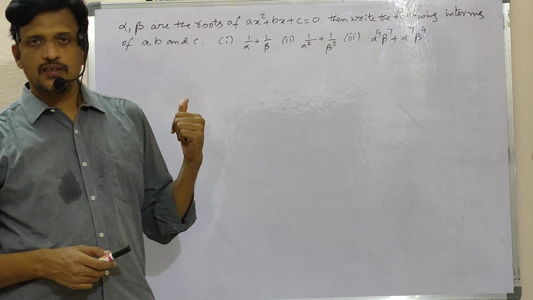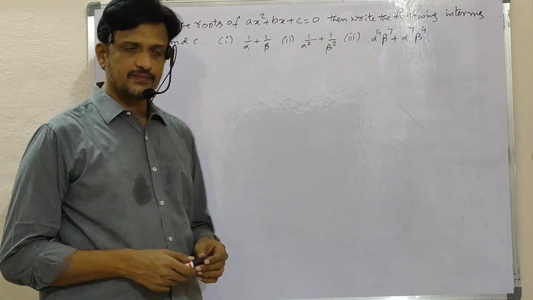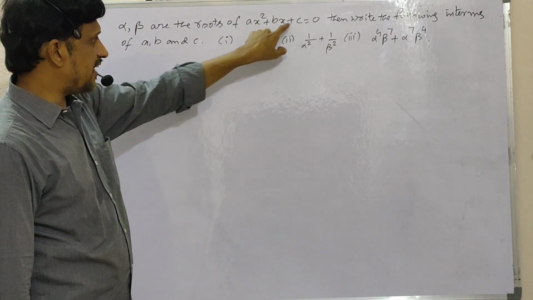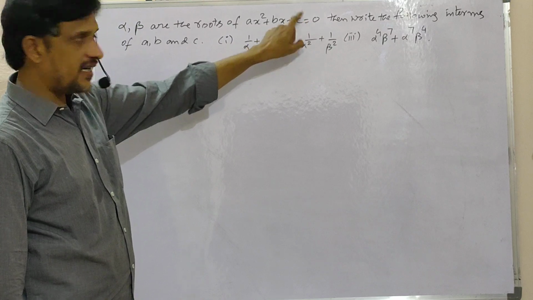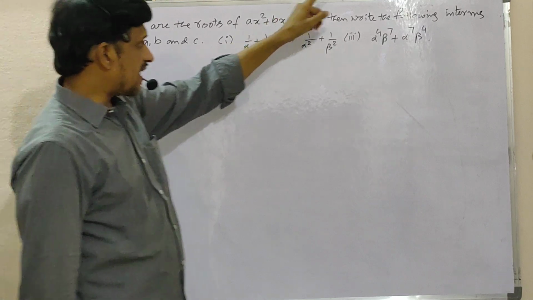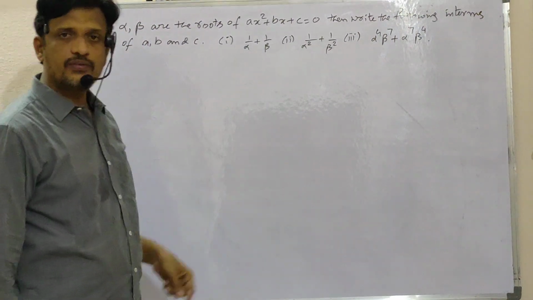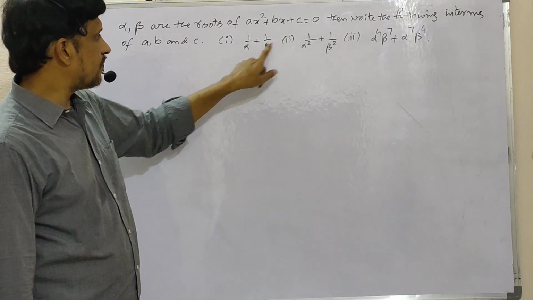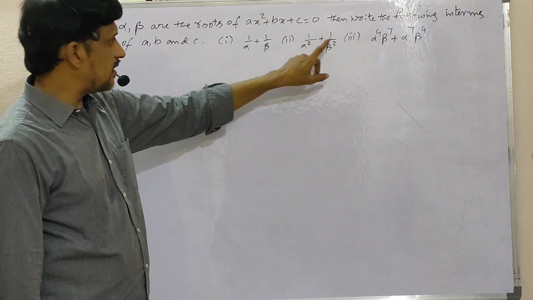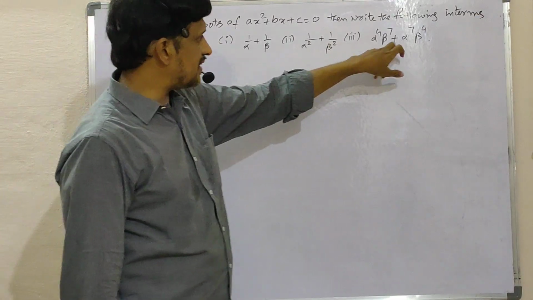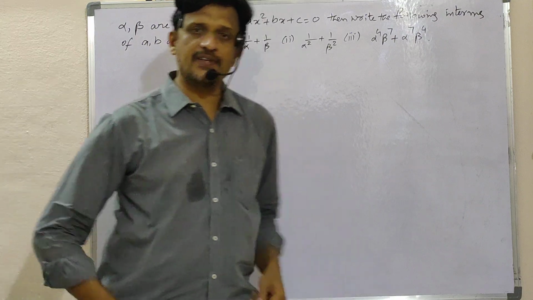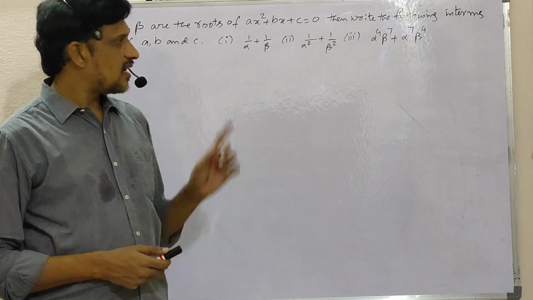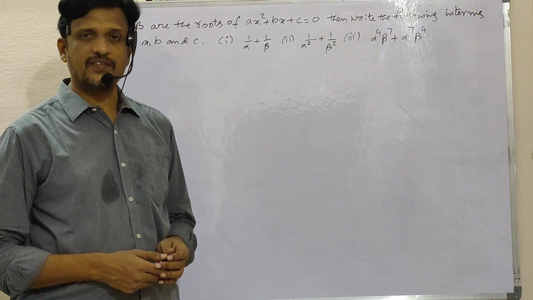Okay, now here is the next problem from quadratic expressions. If alpha, beta are the roots of ax square plus bx plus c is equal to 0, then write the following in terms of the coefficients a, b and c: the value of 1 by alpha plus 1 by beta, 1 by alpha square plus 1 by beta square, and alpha power 4 beta power 7 plus alpha power 7 beta power 4. These are the three given terms. We have to write these in terms of a, b and c, where alpha and beta are the roots of the given quadratic equation.